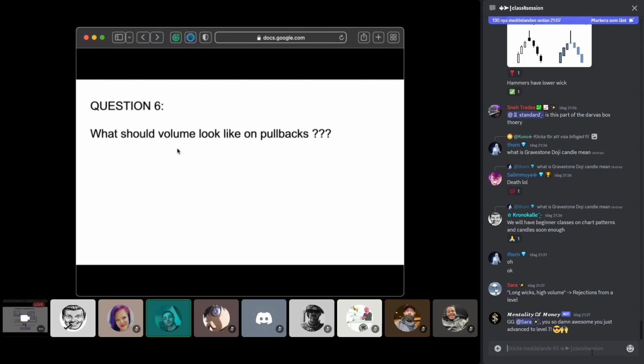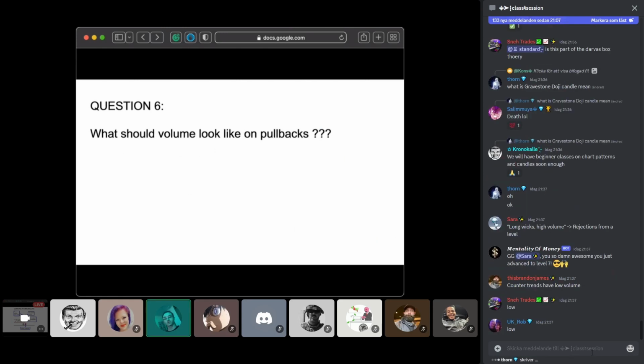So, what should volume look like on pullbacks? Question 6. Countertrends have low volume.